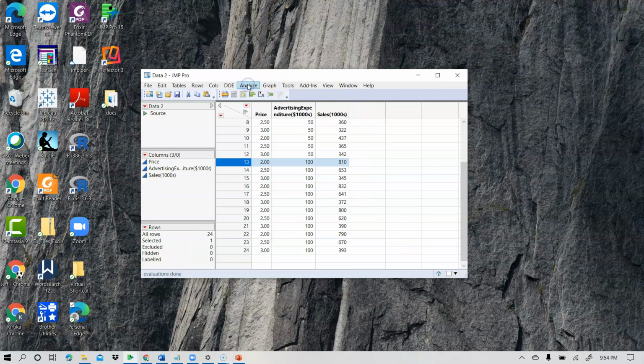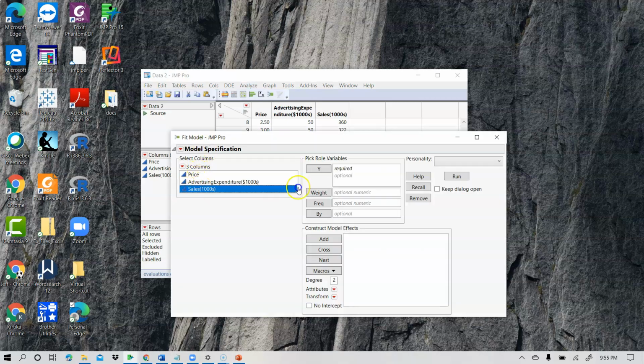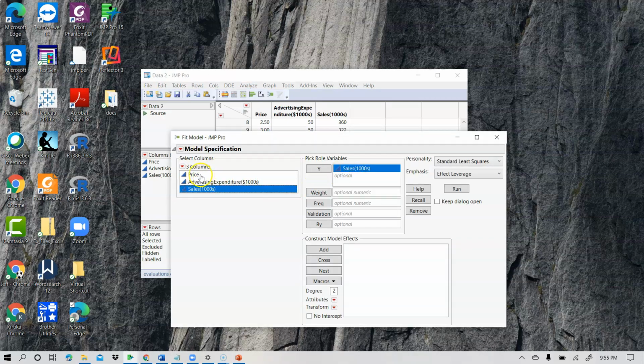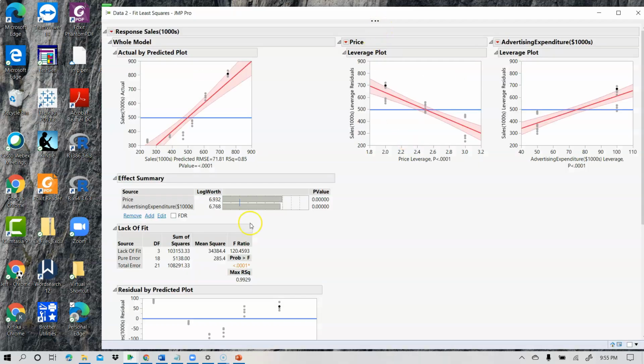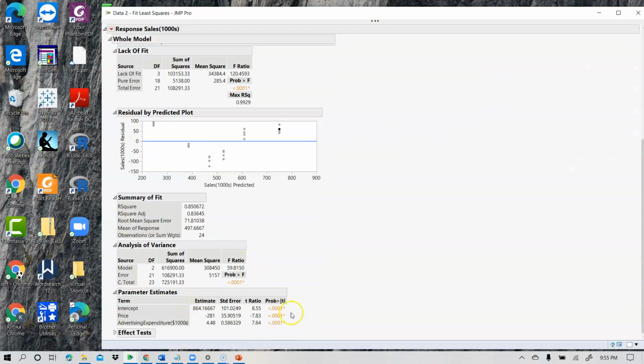So we're going to analyze, fit model. Our dependent variable is sales, and then we move price and advertisement to our independent variables. And let's run this. What we see is that the sales are positively associated with advertisement expenditure and negatively associated with prices. And both these effects are statistically significant. And then let's note the R-square adjusted value as well.